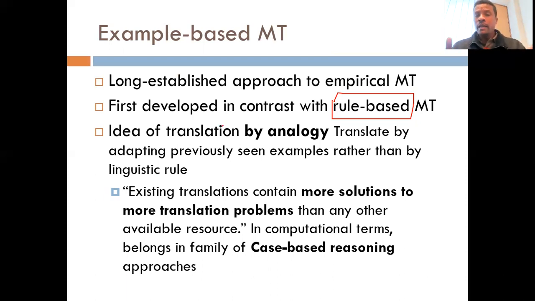So in example-based machine translation, all the translation bitext will be stored in the database. If you have 50,000 sentences or bitext, all the 50,000 bitext will be stored in the database.